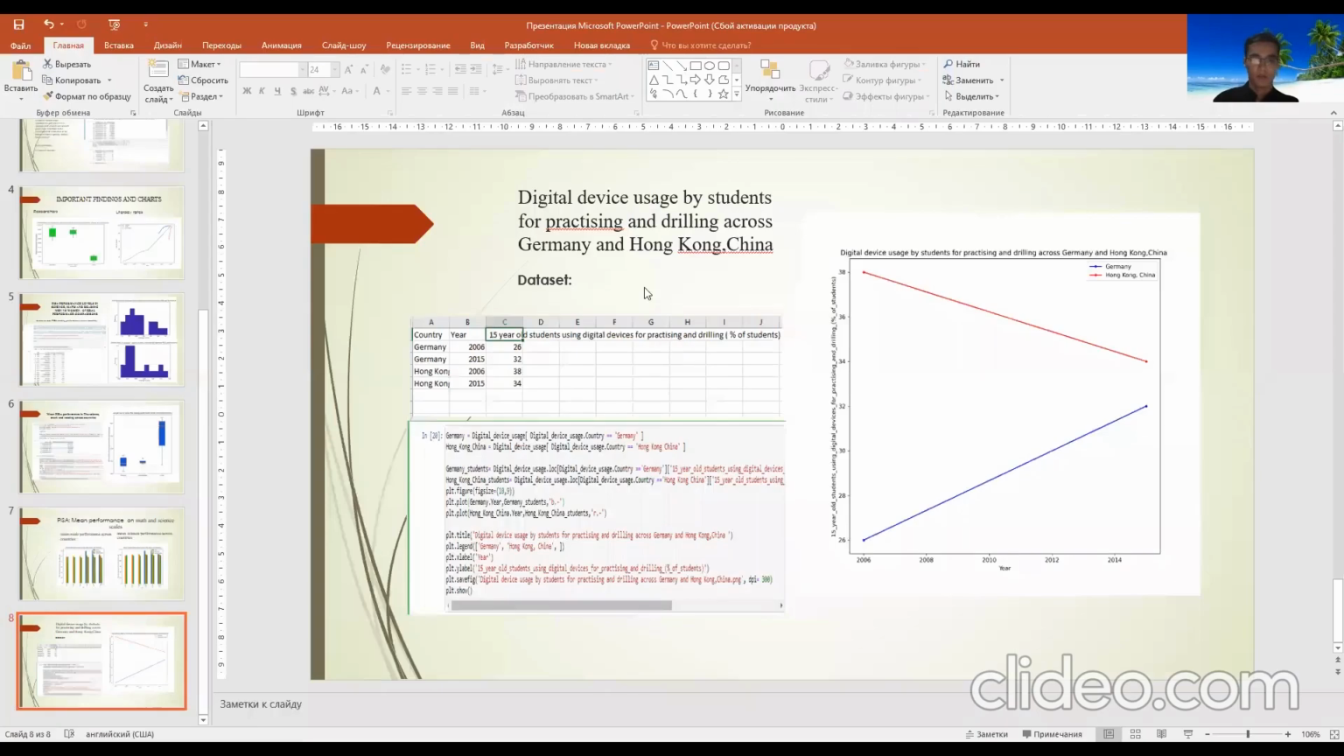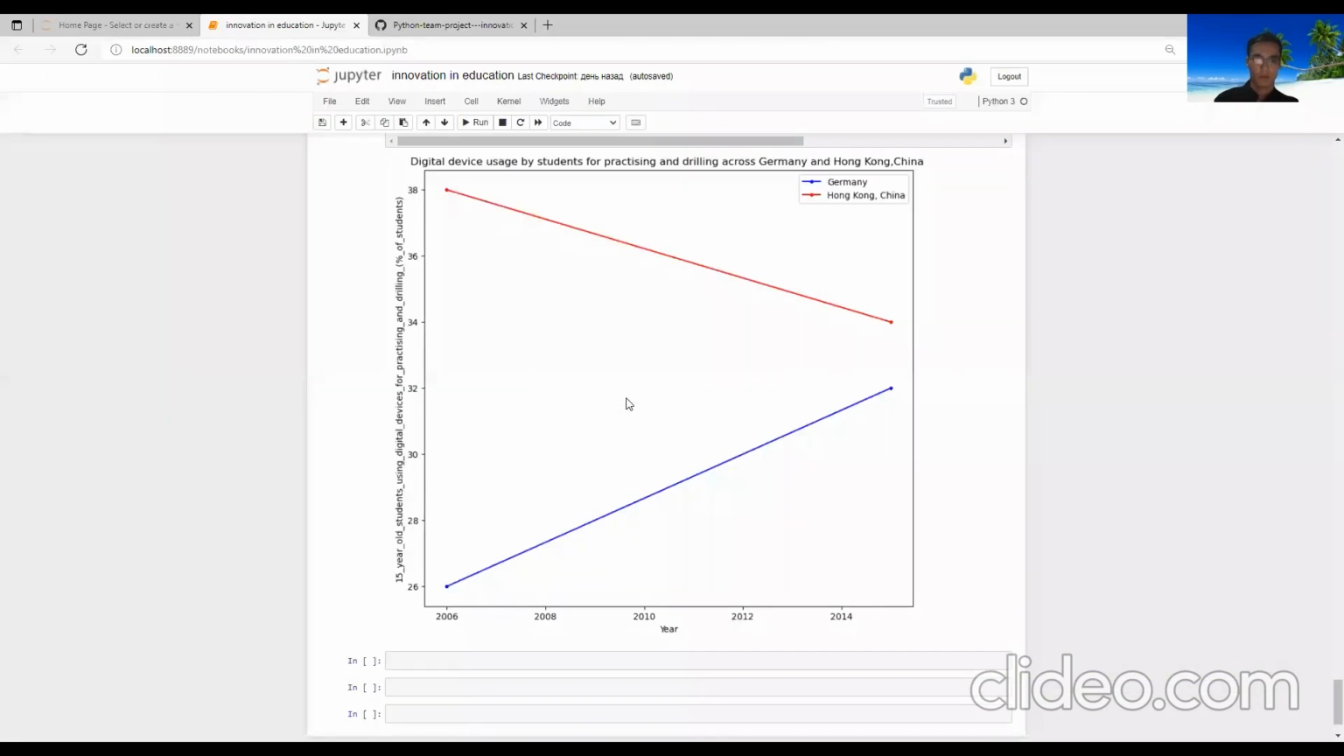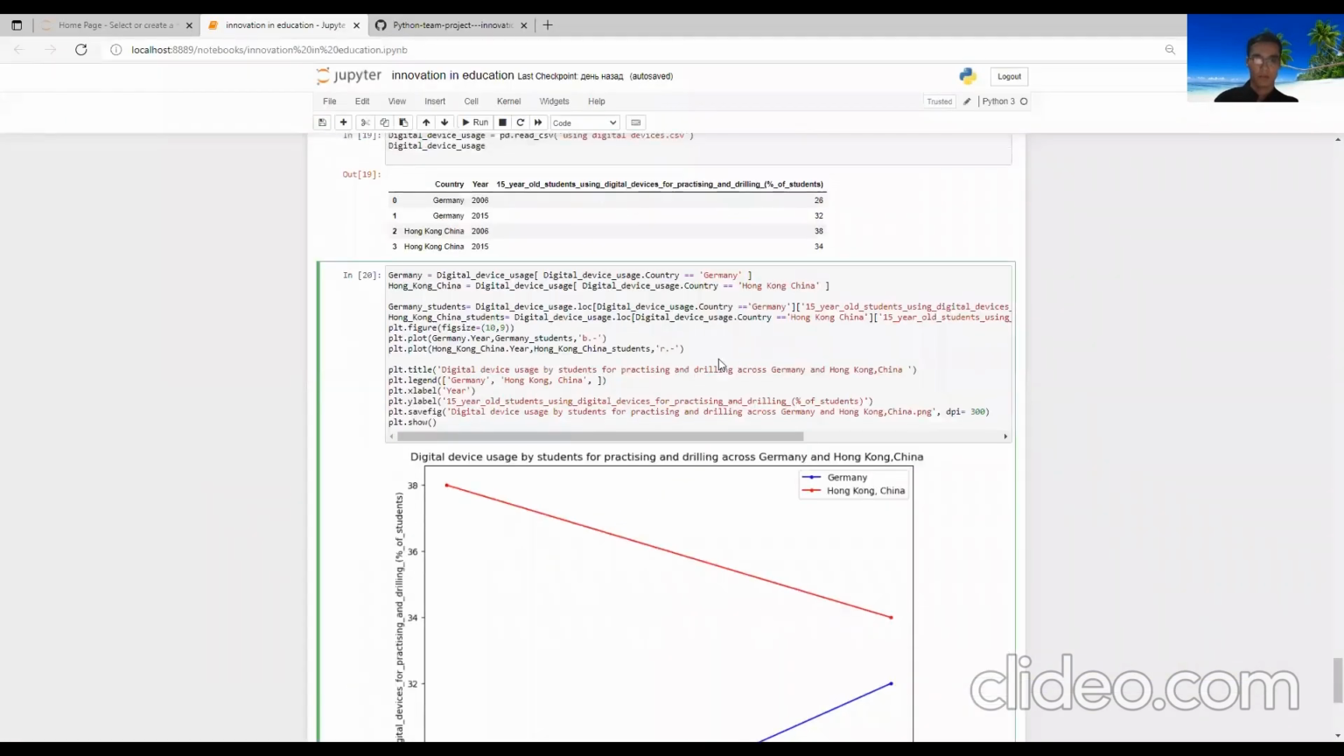Finally, I wanted to see the digital devices used by students for practicing and drilling across Germany and Hong Kong, which is one of the ways I evaluate innovation in these countries. This data was taken from this data set, and this code as well.